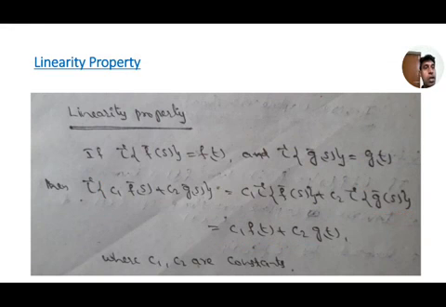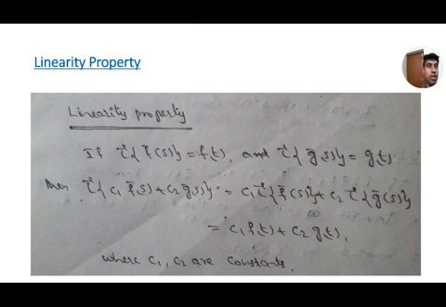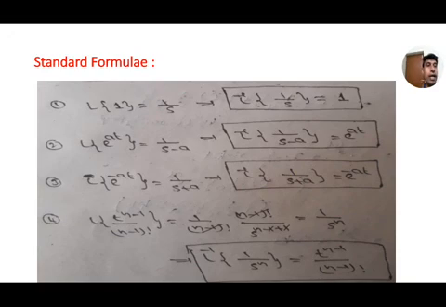We'll move to the problems. Before going to the problems, we have to remember the 8 basic formulas and the linearity property. What are the basic formulas? We will repeat once again. L inverse of 1 by s equals 1.